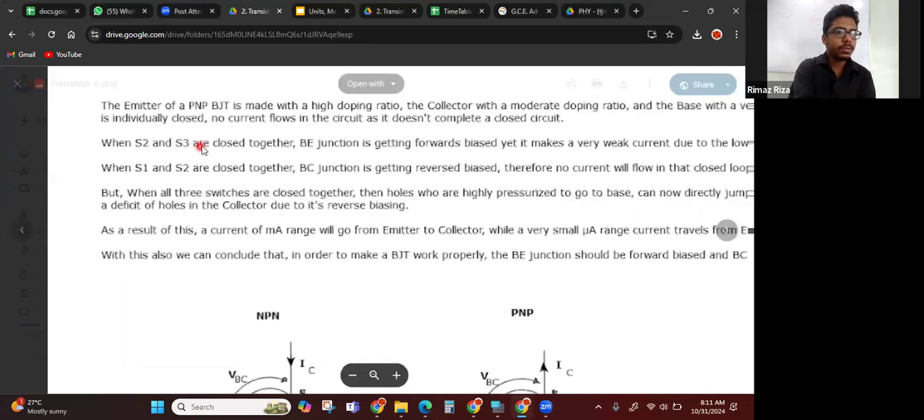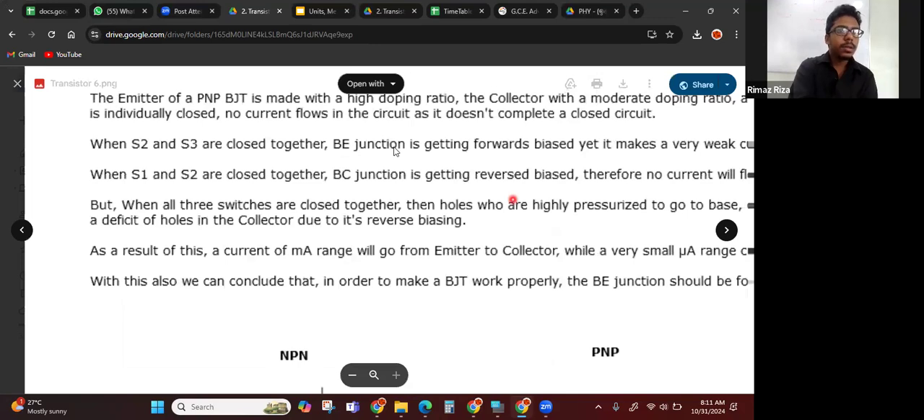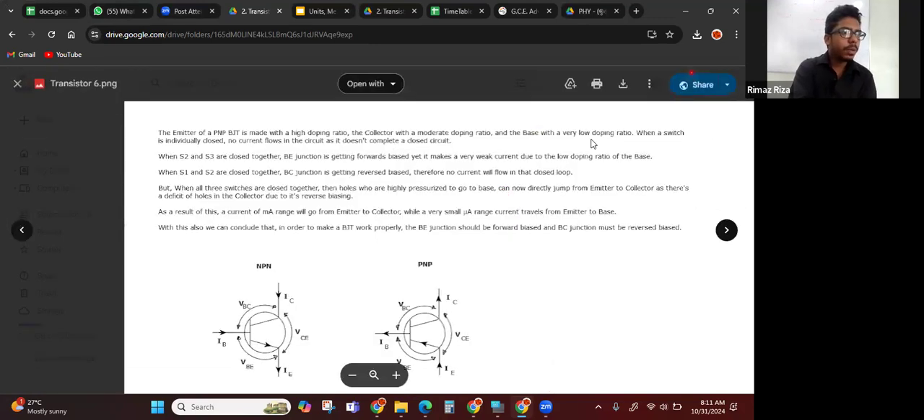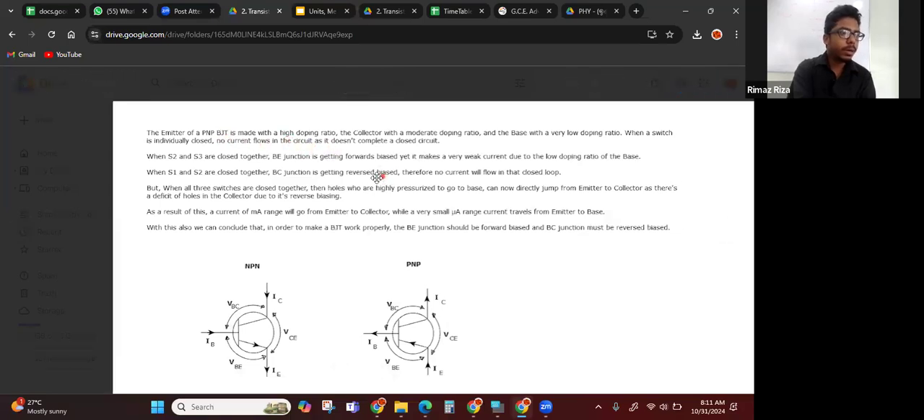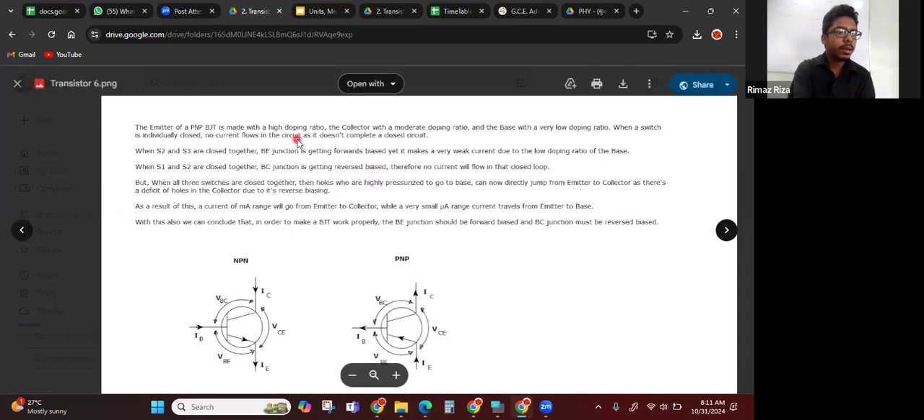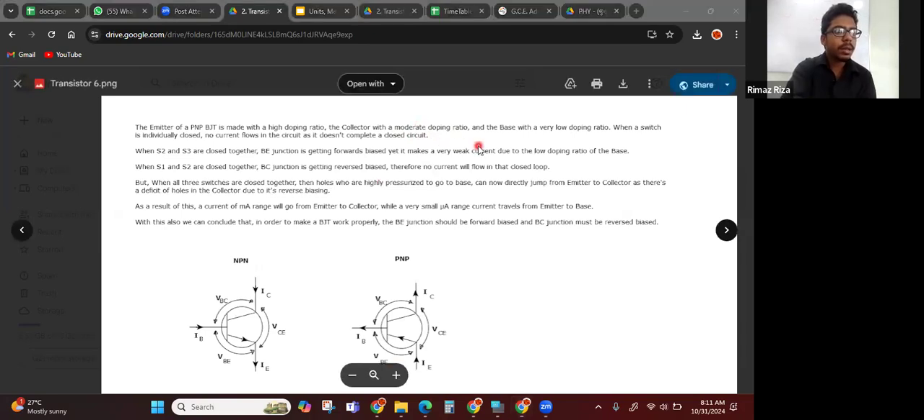Let's just go through this quickly. The emitter of a PNP BJT, that means bipolar junction transistor, is made with a high doping ratio. You can see the emitter has a high doping ratio, and that's very important. The collector has a moderate, that means lower, doping ratio, and the base has a very low doping ratio.